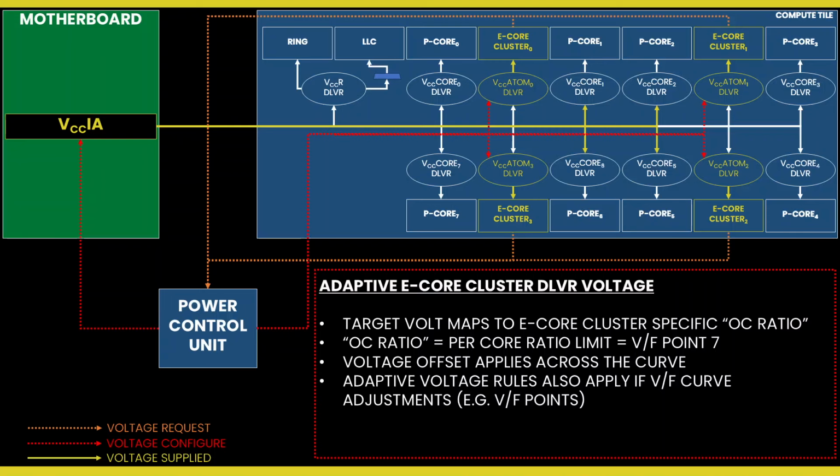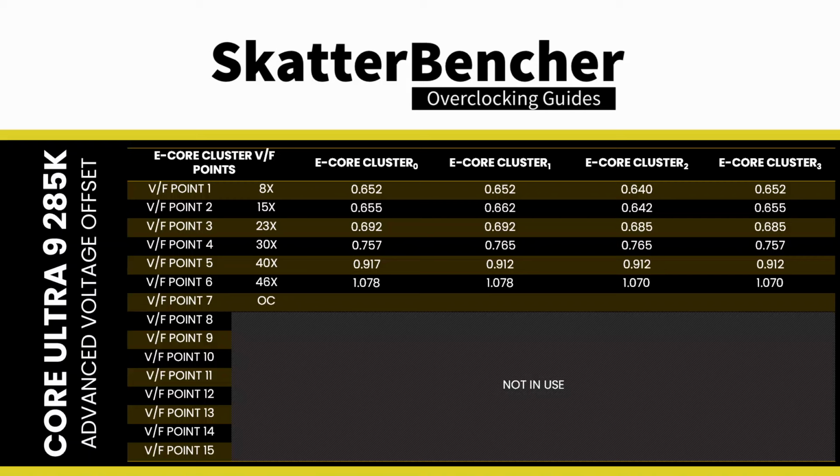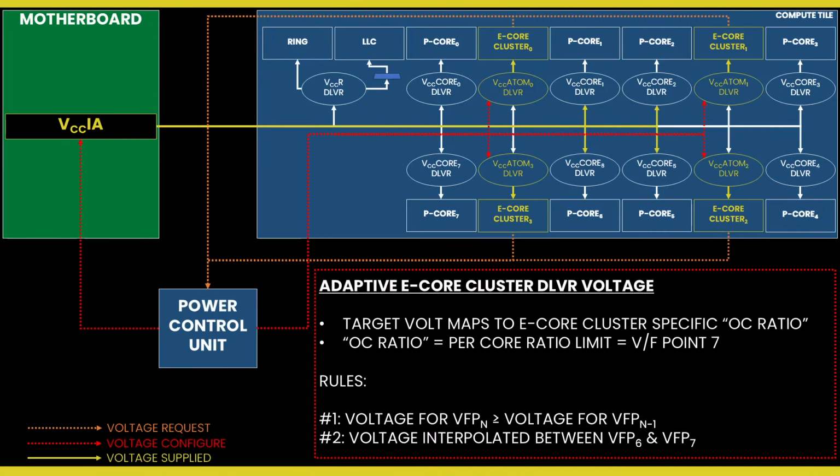The per core voltage implementation for Arrow Lake is slightly different than prior platforms, as each E-core cluster now has its own OC ratio. Functionally, each E-core cluster's per-core voltage is mapped to its per-core ratio limit and thus also serves as the base voltage for VF.7. The standard rules for adaptive voltage mode still apply for each E-core cluster.